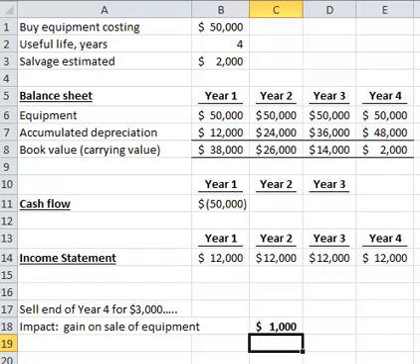We have three methods we're going to study: straight line, which I demonstrated for you today, double declining balance, and units of production. So those are the three methods that we're going to work, and there's a separate video showing you exactly how to do each of the three methods.